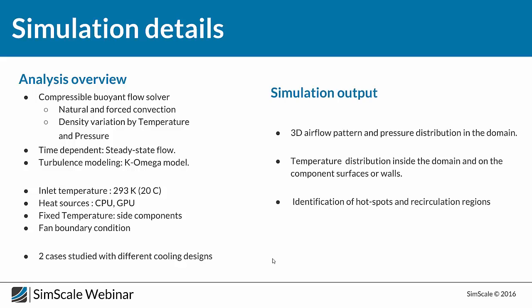And what are the outputs which we expect out of it? On the first note, it is going to be the flow and pressure distribution in the domain. And for heat transfer analysis, the important aspect would be the temperature distribution inside the domain, as well as the temperature on the surface of the components and the other walls. We could also check for hotspots and recirculation regions, and I would tell you how this affects the heat transfer phenomenon.